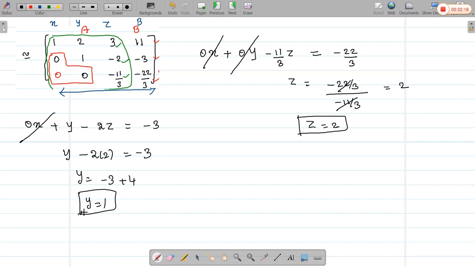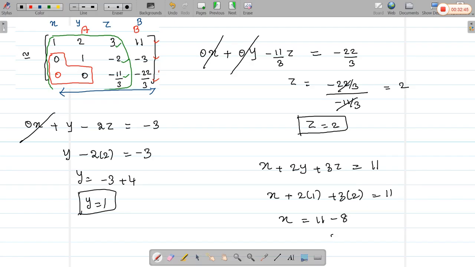What is remaining? So let us move on to the first row. 1 times x, 2 times y, 3 times z equals 11. So x, we know y, we know z, and this is equal to 11. So x equals 11 minus 6 plus 2, which is 8. On the other side it will be minus 8. And what is your x? 3. So we got our x value, y value, z value. And what is the unknown matrix? 3, 1, 2. This is what we needed to find.